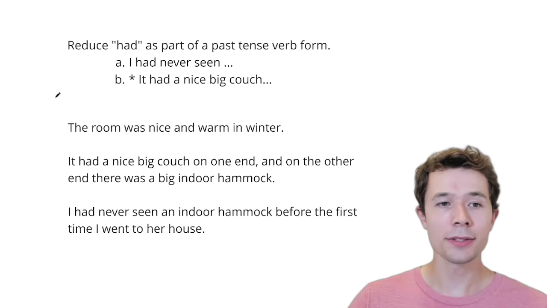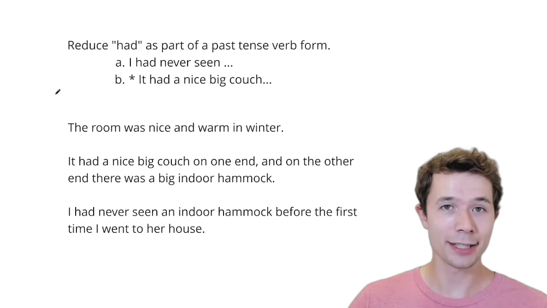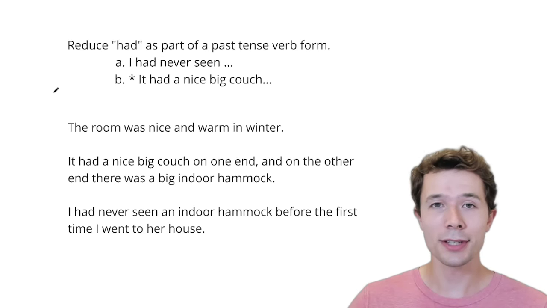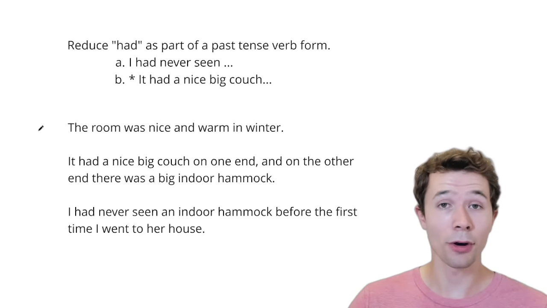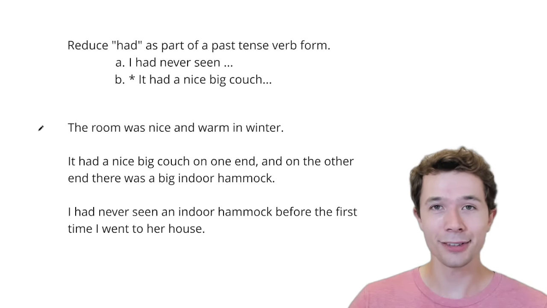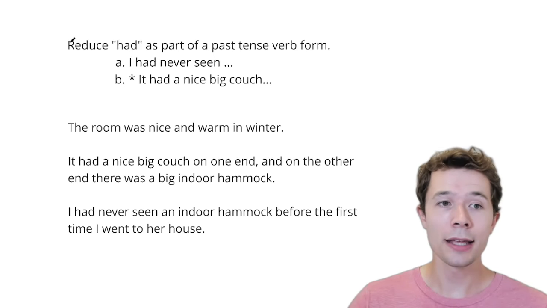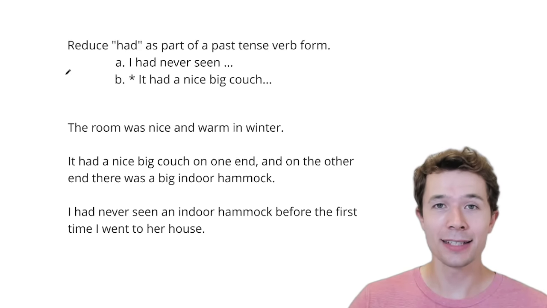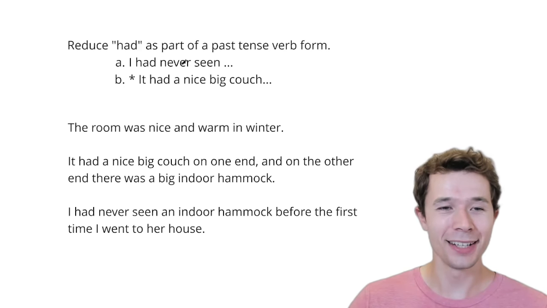Today we're going to look at this pronunciation rule for connected speech and then see how it works in some natural sentences that are a part of a longer speaking test answer. Let's take a look. So the rule is that we're going to reduce the word had as part of a past tense verb form. So what does that mean?